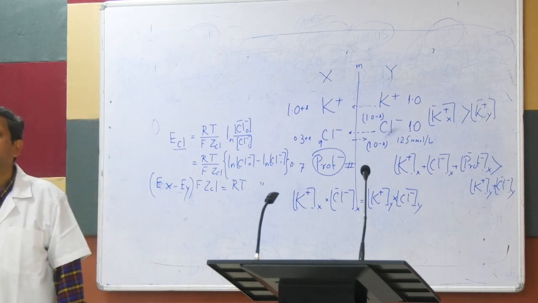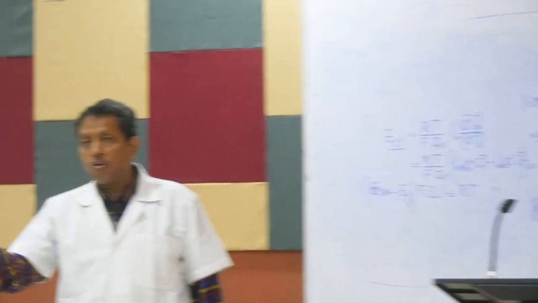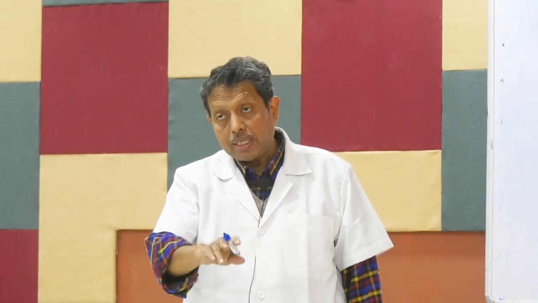Individual molecules are always moving from high concentration to low concentration, and from low concentration to high concentration. The net movement you have to consider is either due to electrical difference, charge difference, or due to concentration. Whenever there is equilibrium, there is movement of the individual molecules, but there is no net movement. There is no net movement.